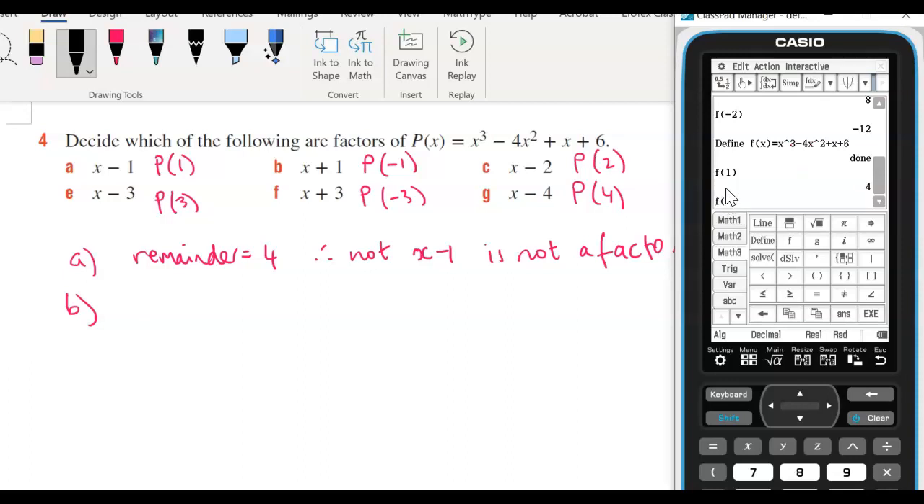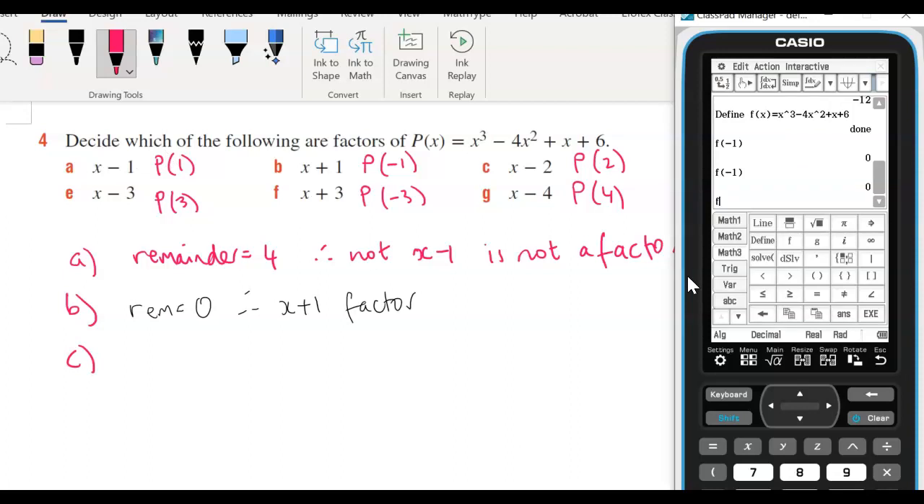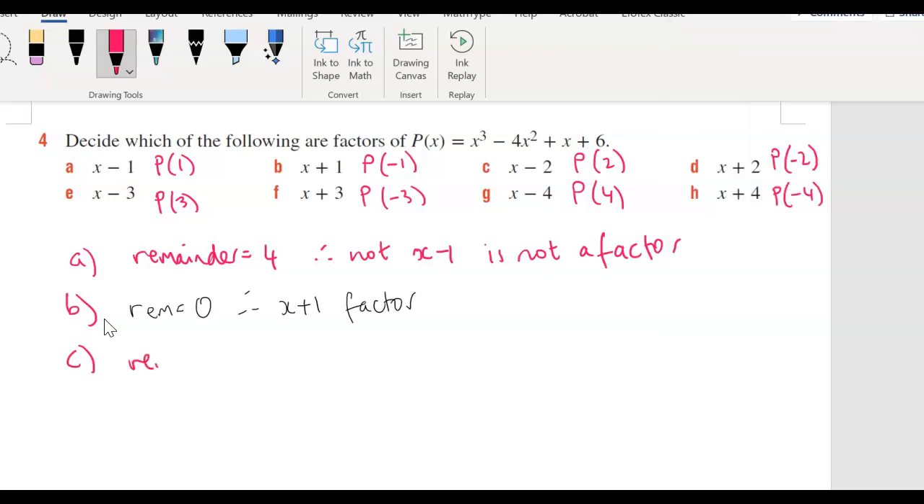You can either write f of -1 again, or you can just change the one you did further up and press enter there. You don't have to have a new line. And it's 0, which is awesome. So your remainder equals 0, therefore x plus 1 is a factor. Question C: f of 2, also 0. So your remainder is 0, therefore x minus 2 is a factor.